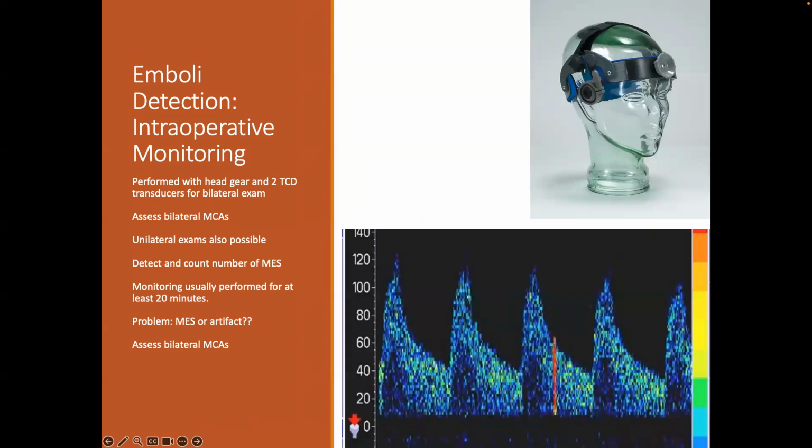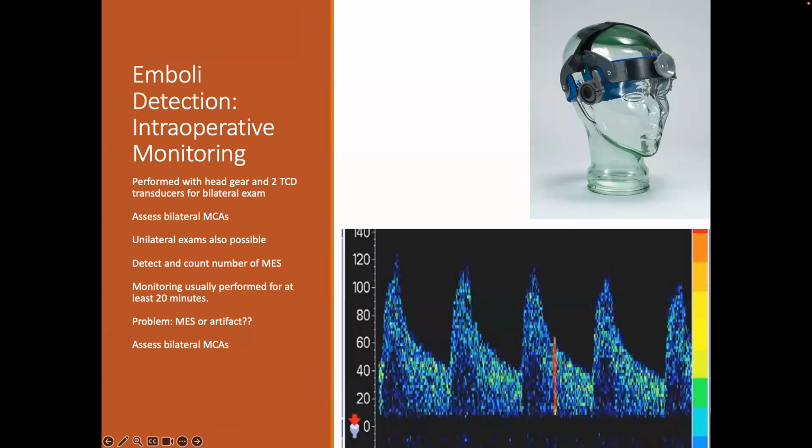For emboli detection during intraoperative monitoring, they use a low frequency transducer. Transcranial color imaging is used for diagnostic purposes, not for monitoring. So that's why they use transcranial Doppler. They either do it unilaterally or bilaterally with the headgear. The 2 megahertz transducers are put into the lateral probe holders, and they're adjusted to receive the signal from the MCAs through the temporal window.